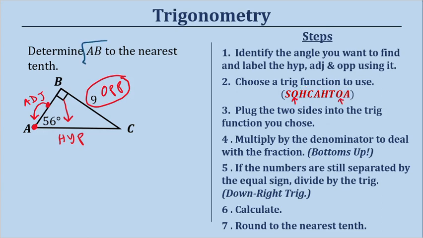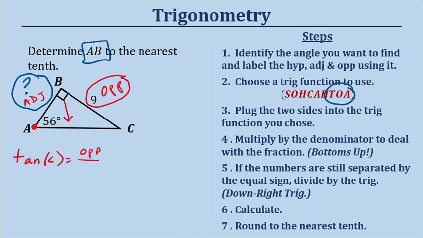In this case, I want AB, and the side going from A to B is this one, which means the side I'm looking for is my adjacent. So I'll be using opposite with adjacent, making it a tangent problem. So my formula will be tangent of my angle is opposite over adjacent. From here, I'm going to plug in my values. I have tangent of my angle, which is 56 degrees, equals my opposite, which is 9, over my adjacent, which I don't know, so I'm going to use its name, AB.